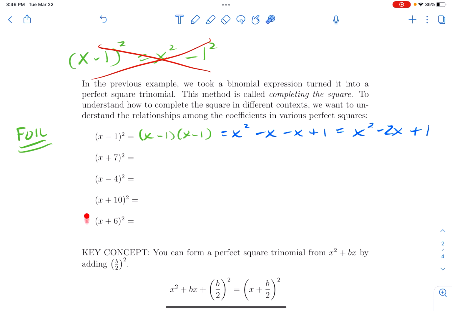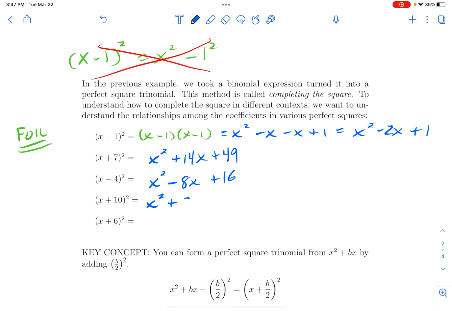Do that for these. Hit pause on this video and FOIL out x plus 7 squared, x minus 4 squared, x plus 10 squared, x plus 6 squared. So I will assume you've already done that. This one should work out to x squared plus 14x plus 49. This one should work out to x squared minus 8x plus 16. This one should work out to x squared plus 20x plus 100. This one should work out to x squared plus 12x plus 36.